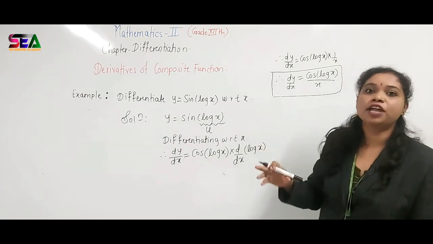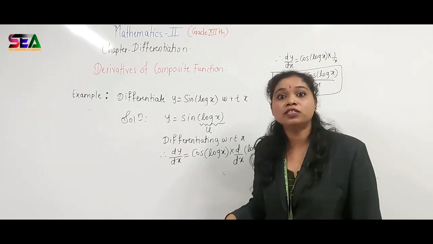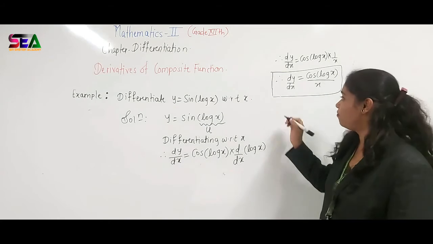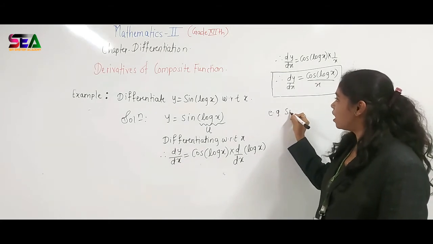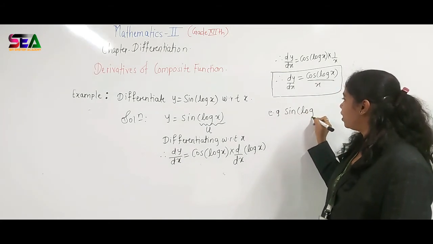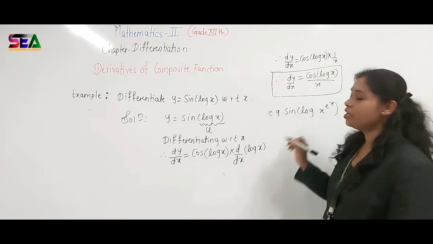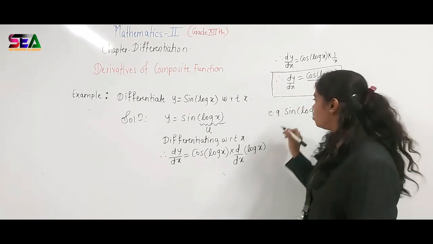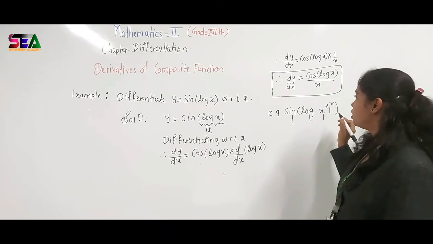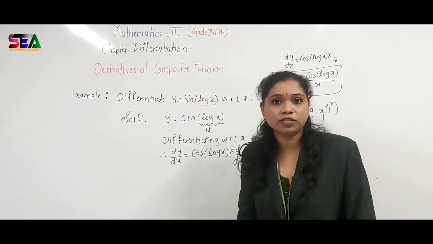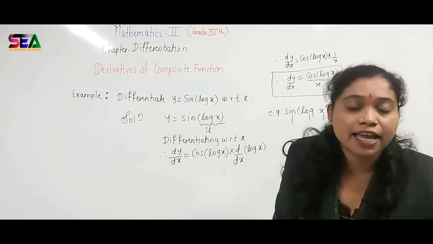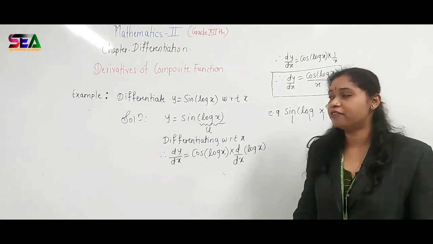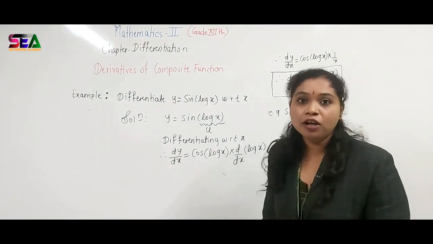See students, the chain rule can be used for composition of many functions. For example, if I take sine of log of x raised to e raised to x, here it is a composition of sine, log, x and e raised to x. That is a four-function composite function. So we can take the derivative of any number of composite functions by using the chain rule.